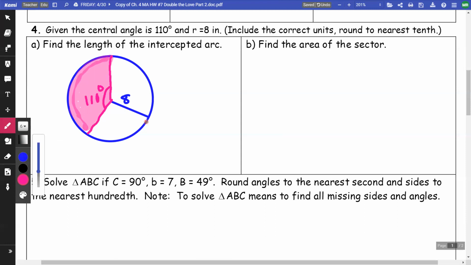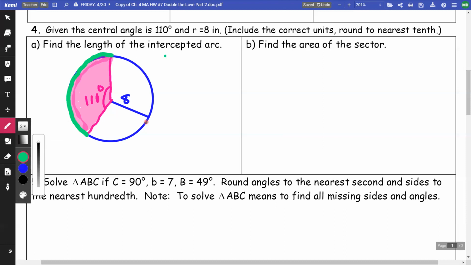If they had asked me for the arc measure, which they did not, the arc measure of that arc would have been 110 degrees, the same as the central angle. They're asking me for arc length. Just to make sure everyone understands, arc length is this length here. It's really the part of the circumference that we have. So that's what I'm going to find.